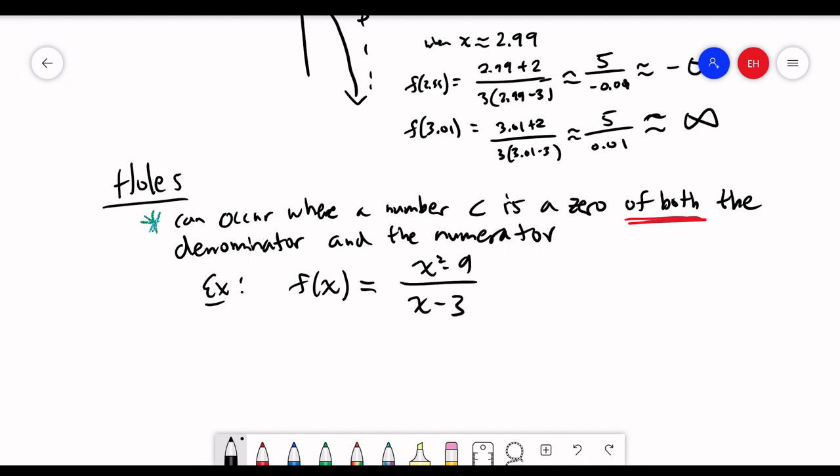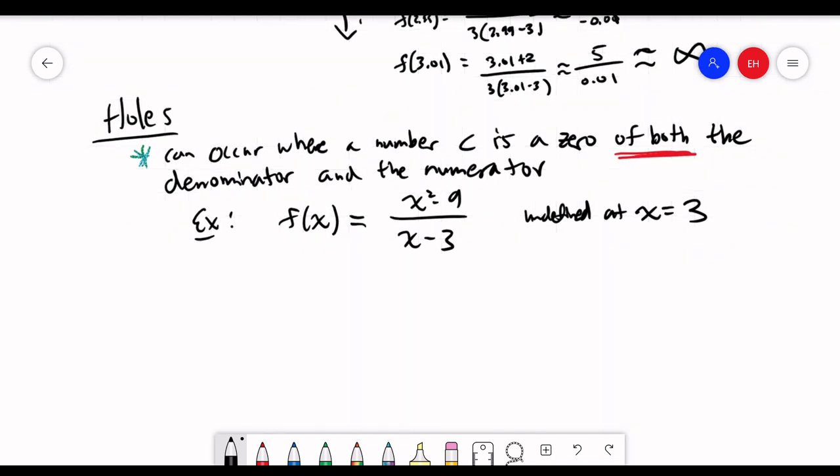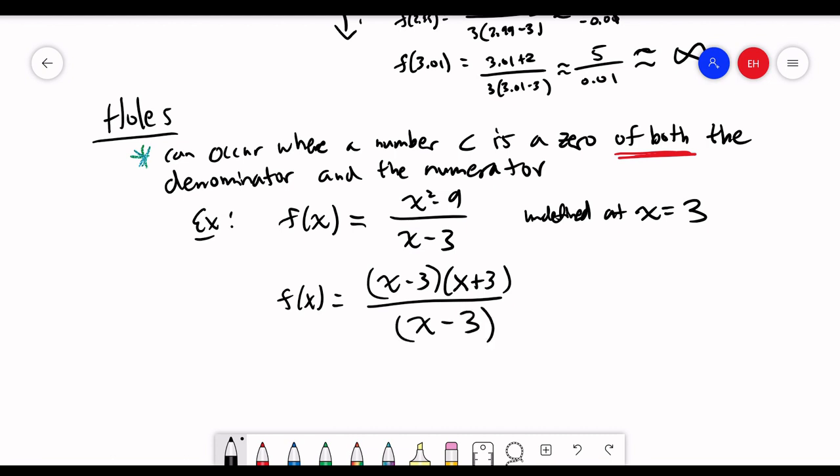Now, before we even know if this is a hole or a vertical asymptote, we ask ourselves, where's the break going to be? Well, it's going to be where the bottom is 0, and that's where x equals 3. But now we look at, okay, wait, does 3 give me 0 on the top as well? Well, it does, right? Because the top is x squared minus 9, a difference of squares. It can be factored into x minus 3 times x plus 3. And the x minus 3 factors are going to cancel each other out. And so since 3 is a 0 of both the bottom and the top, you have a hole.